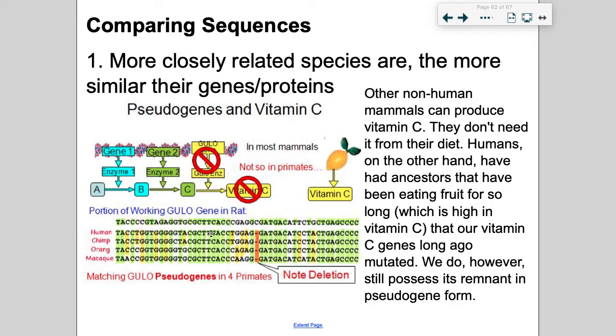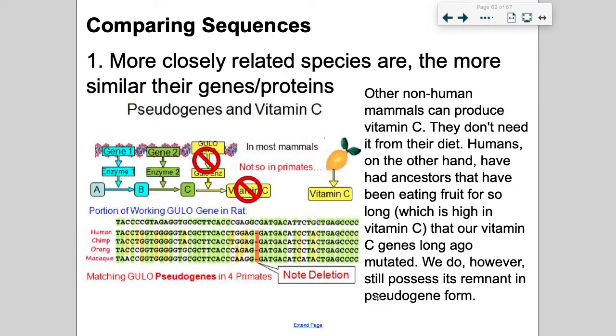So this is actually kind of a cool scenario with vitamin C. Other non-human mammals can produce their own vitamin C. We cannot. So you should probably eat fruits and veggies in your diet so you can get vitamin C. Humans have had ancestors that have been eating fruit, which is high in vitamin C, for so long that our vitamin C gene long ago mutated and no longer makes vitamin C. However, when we analyze our sequence, we can still see the gene in our sequence. It's just mutated a little bit, so it's not functional.